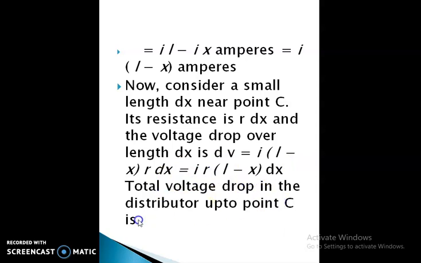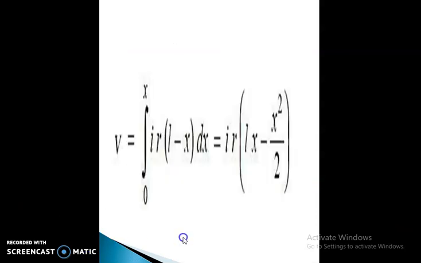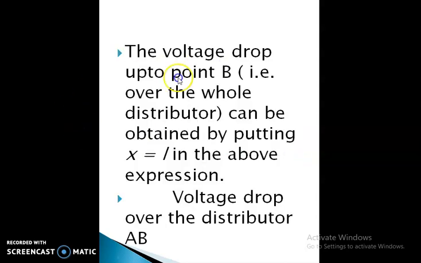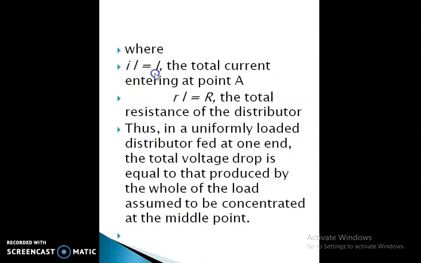The total voltage drop in the distributor up to point C is V equal to the integral from 0 to x of i r (l minus x) dx, that is equal to i r times (l x minus x squared by 2). The voltage drop up to point B, that is, over the whole distributor, can be obtained by putting x equal to l in the above expressions. The voltage drop over the distributor AB: i l is the total current entering at point A, and r l is the total resistance of the distributor.